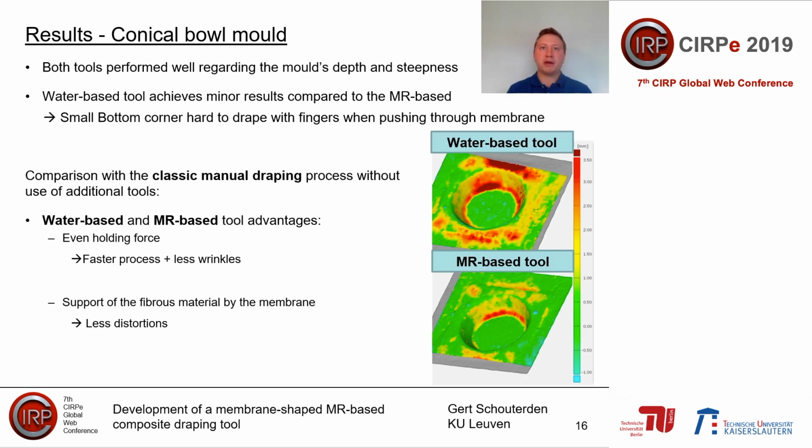However, when we were comparing both of our tools to just a manual process without any help, we still saw that both of our tools provided some advantages in the even holding force, reducing the amount of wrinkles and making the process faster. And also, just the supporting nature of the membrane resulted in less distortions in the fibers.